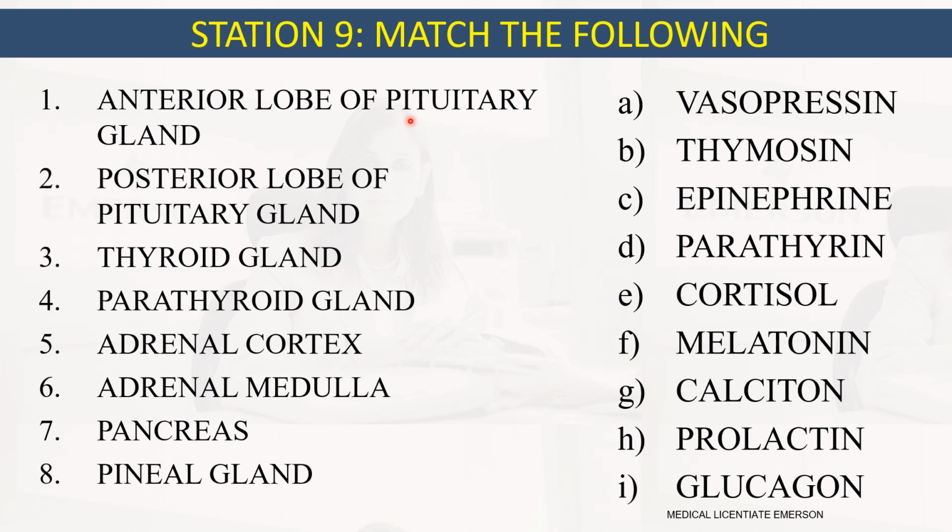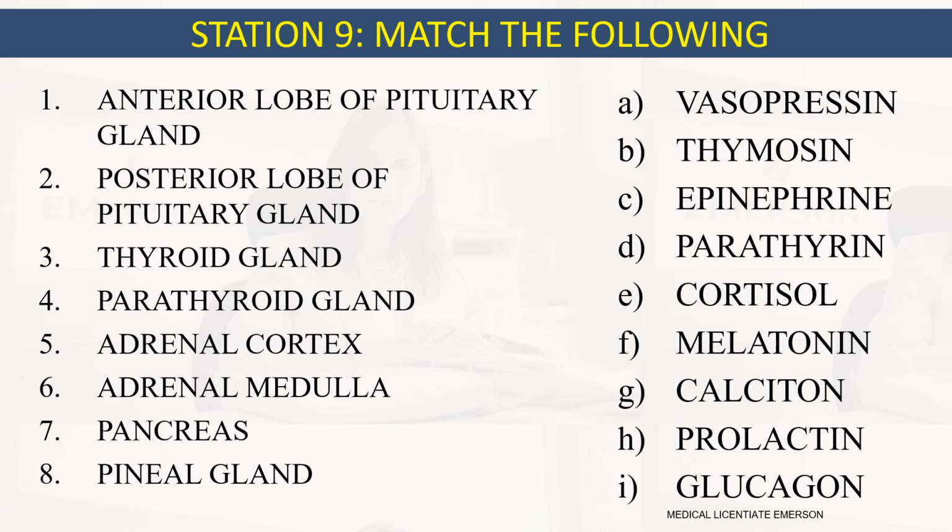Then station 9, where you match the following questions. So under station 9, this is about the endocrine system. So number 1 is anterior lobe of the pituitary gland, 2 posterior lobe of the pituitary gland, 3 thyroid gland. So in short, you need to match these with the column. So if this is column 1, this is column 2, you need to match them. Okay, pancreas, pineal glands, the prolactin, glucagon, calcitonin, melatonin, cortisol, thymosin.